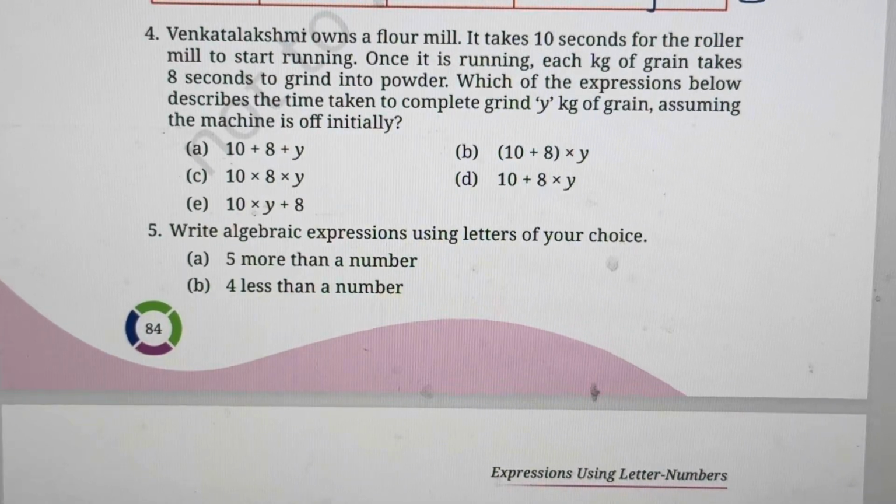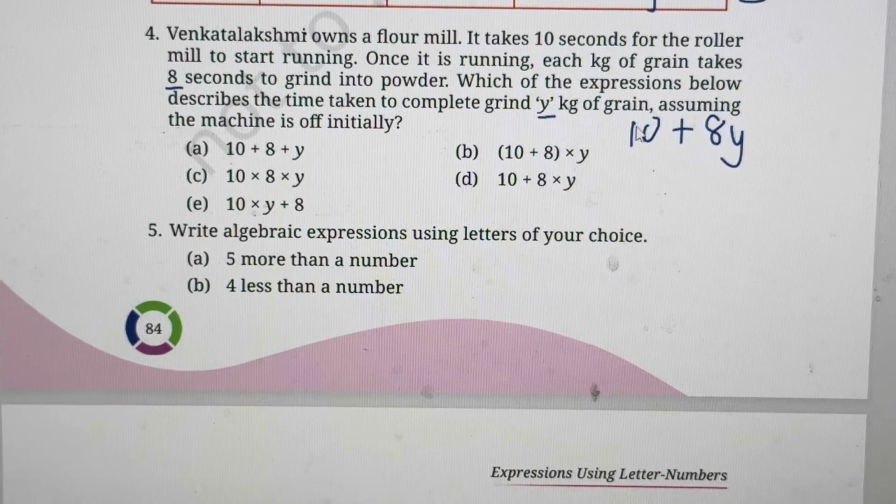So assuming the machine is off initially, if you start the machine, it takes 10 seconds. So 10 seconds is the initial time it will always take. And 8 seconds for each kg. Here they have given y kg, so for y kg, it will take 8y seconds. 8 into y, 8y seconds.